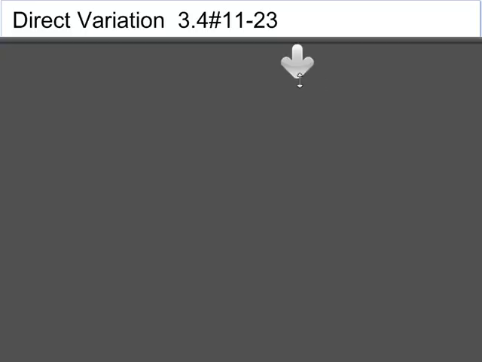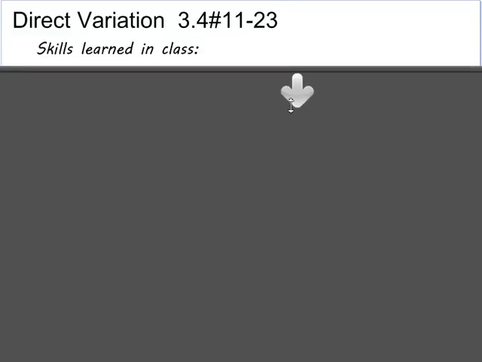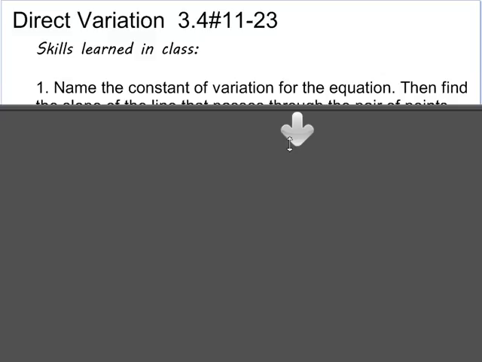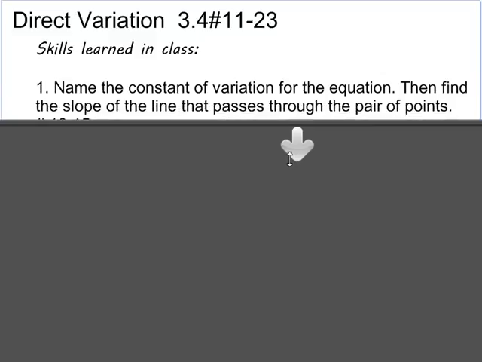In class, we learned about direct variation. The skills learned were: name the constant of variation for the equation, then find the slope of the line that passes through the pair of points.